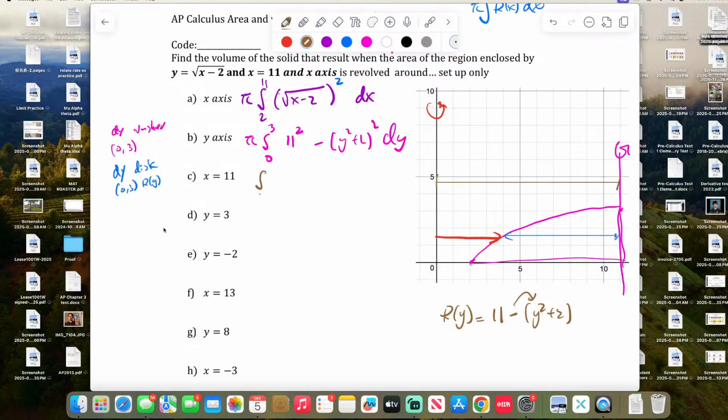So therefore, it's going to be integration 0 to 3 pi, and here it's going to be 11 minus y plus 2, and then square, dy. It looks really similar to b, but it's not b. Okay, did I make a mistake?